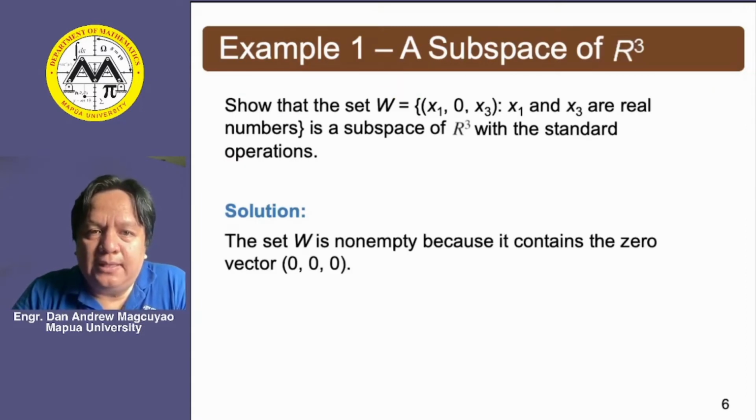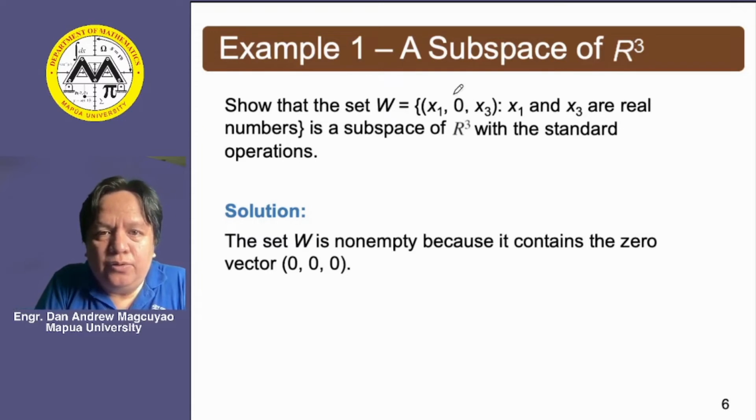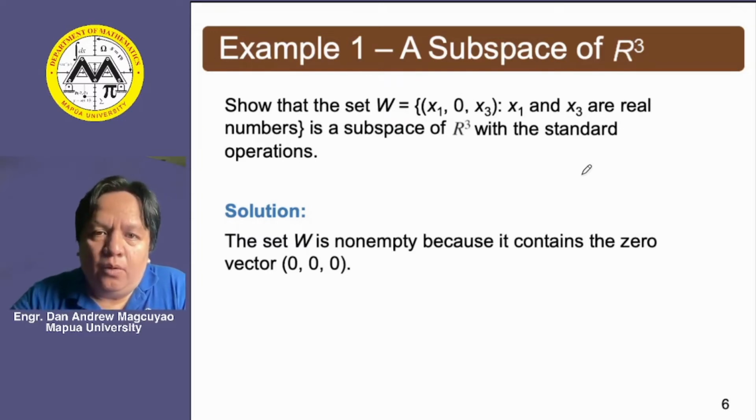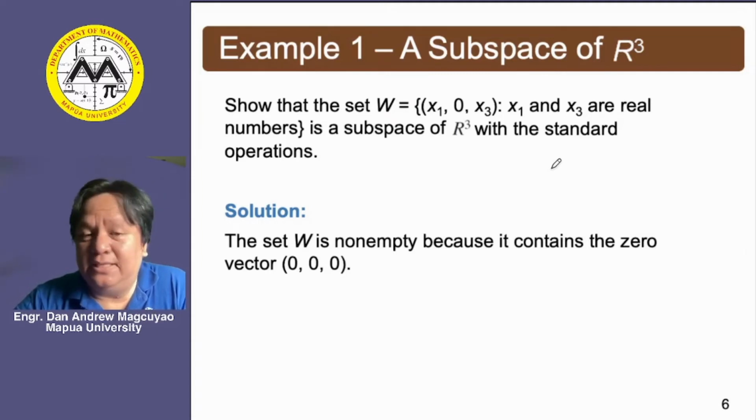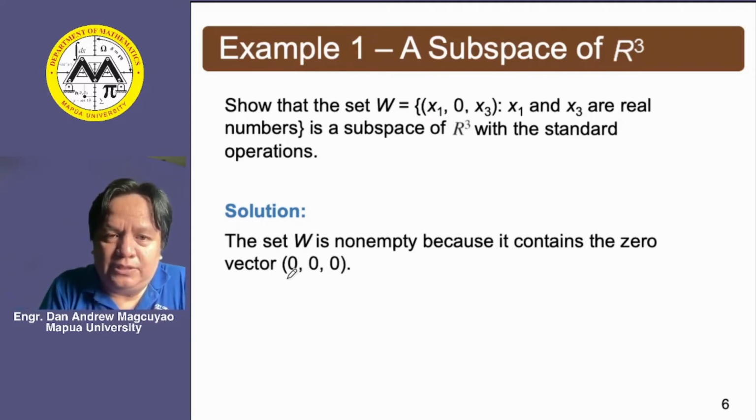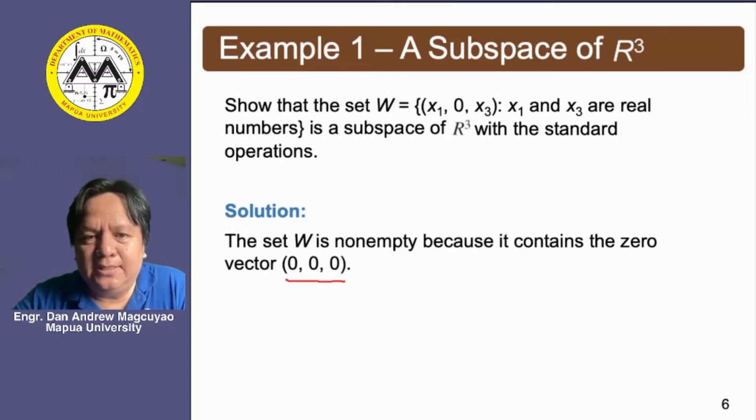Show that the set W equal to (x1, 0, x3), where x1 and x3 are real numbers, is a subspace of R³ with the standard operations. Initially, we see that W is non-empty because it contains the 0 vector. So (0, 0, 0). So it is a non-empty set.